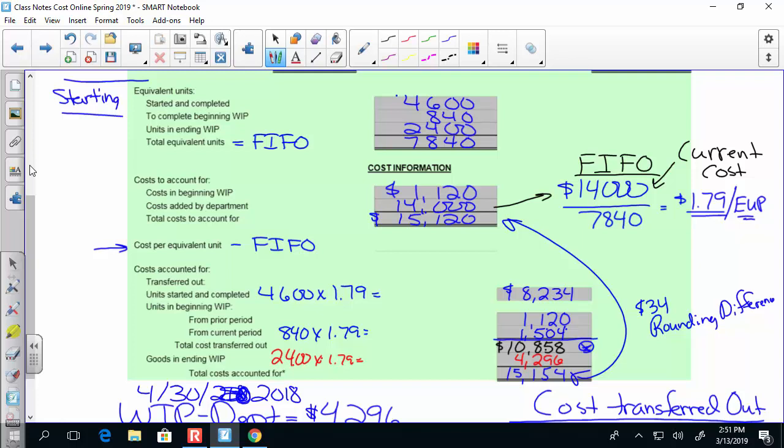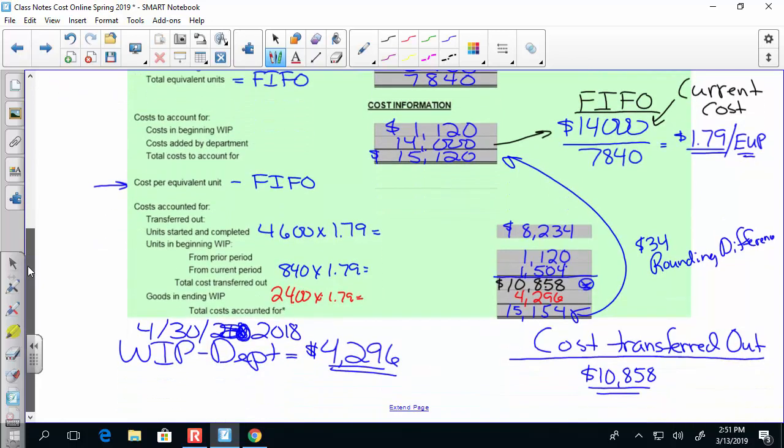We only use current cost here to come up with our cost per unit. In this case, be careful with this on the test. I will give you beginning cost numbers for a FIFO method and ask you to do a cost per equivalent unit. Do not use the beginning cost. Only use the current cost in that number.